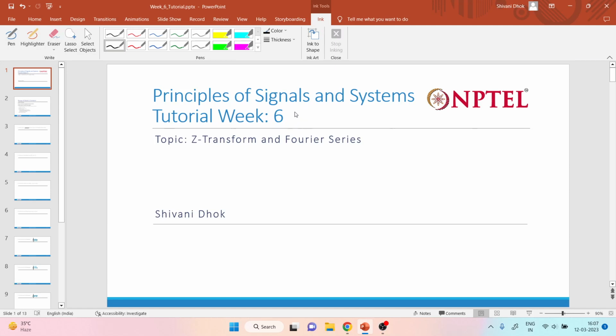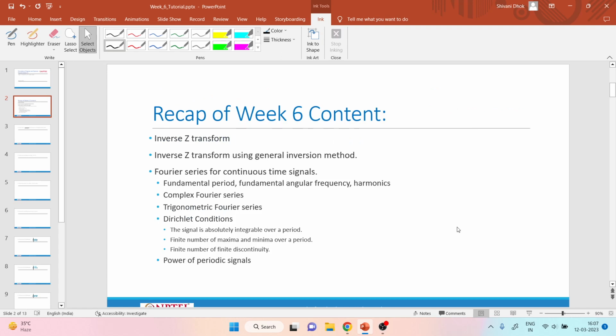So, in this week, in week 6, some questions for the Z transform were discussed, and Fourier series was introduced and discussed a bit in detail. The first thing that was covered was the inverse Z transform.